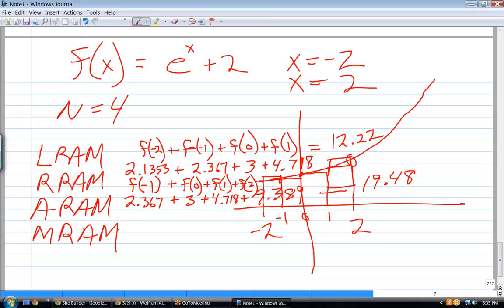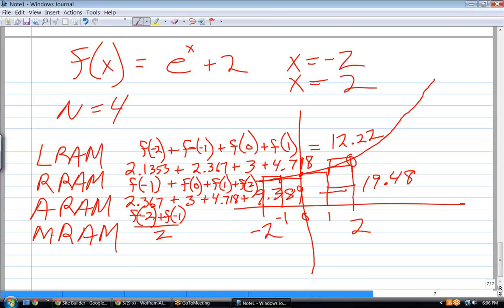Okay, so let's do the average RAM next. Average RAM, the average height is going to be f of minus 2 plus f of minus 1 divided by 2. It's kind of like the trapezoidal method. It's going to end up being that, kind of like that. How is the average different than the M? Oh, the M is halfway between. No, the M, okay, this is going to be right. You see where I'm going with this?